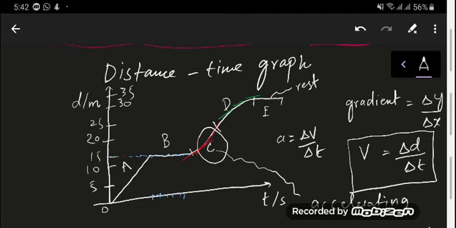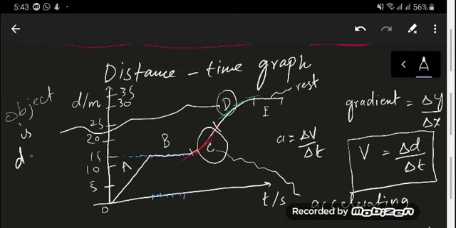And let's talk about point D. What is happening here is that since the gradient is decreasing, the speed is decreasing. And I told you in the previous video as well that when the speed decreases, the object is decelerating or retarding. So in the part D of the graph, from here to here, the object is decelerating. So we can deduce from the distance time graph whether the object is accelerating or decelerating. And this is very important.